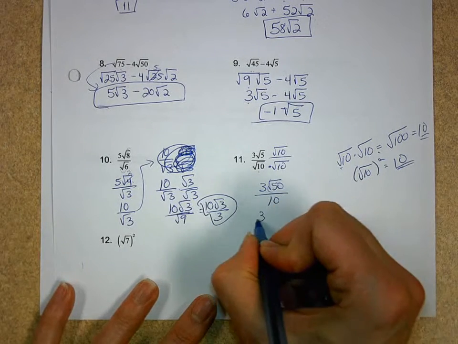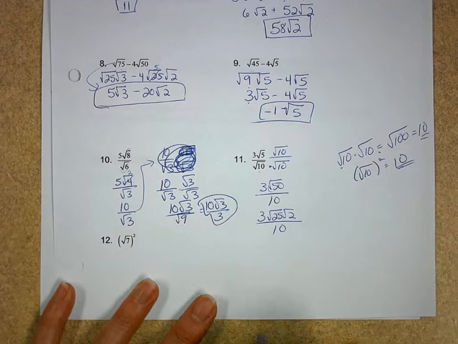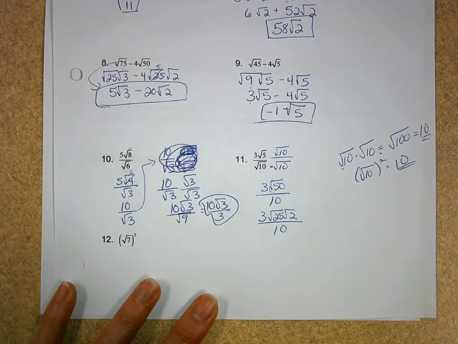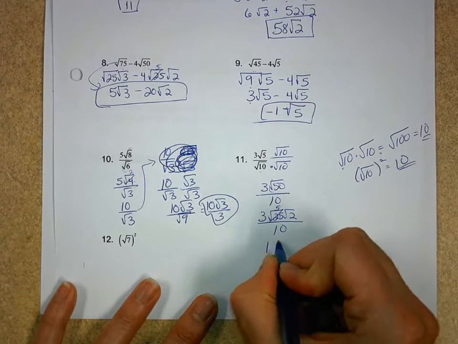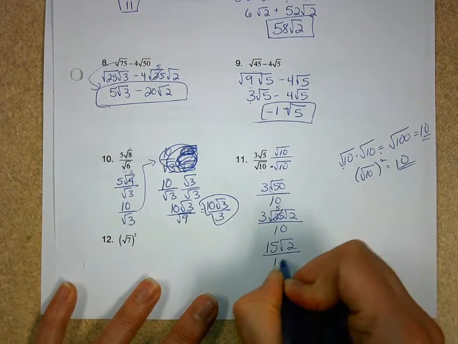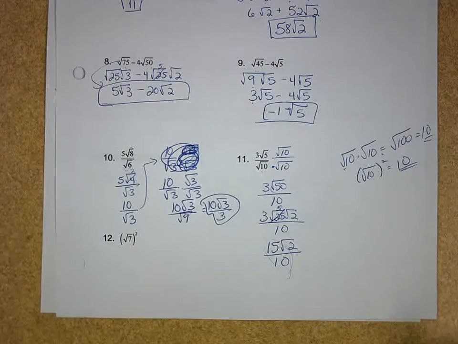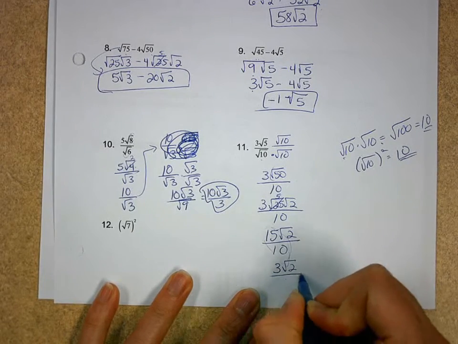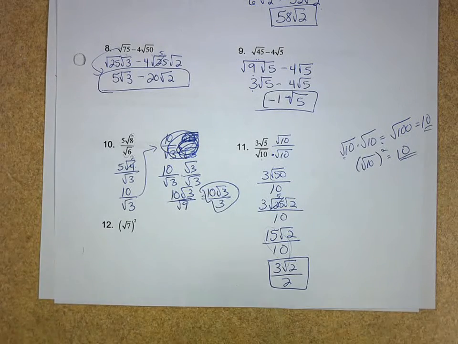25 can come out. So I get 3 root 25 times root 2. This is still over 10. Square root of 25, what is it? And I'm going to start kind of skipping a step here. I'm going to go, 5. 3 times 5, 15 root 2 over 10. Now I always check to see if I can still simplify my fractions. Yes, I can. I can pull a 5 out. That's 3 root 2 over 2. There's your final answer. A lot of work, but very doable.